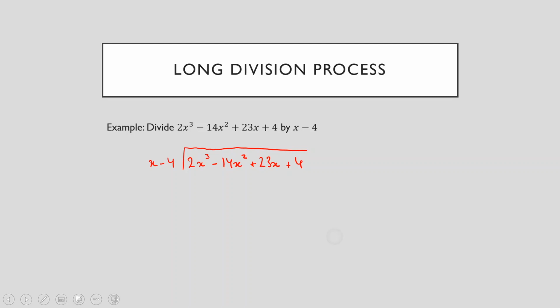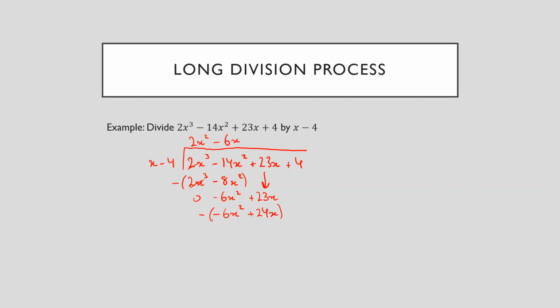Okay, so 2x cubed divided by x, 2x squared. Multiply, so you get 2x cubed minus 8x squared. Subtract, 0, negative 14 minus negative 8, negative 14 plus 8 is negative 6x squared. Bring down. Okay, and we start again. So divide negative 6x squared by x, minus 6x. Multiply. Negative 6 times negative 4 is 24, so plus 24x. Subtract.